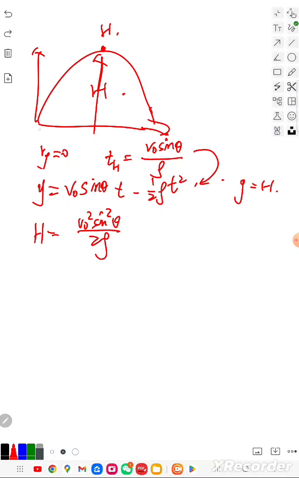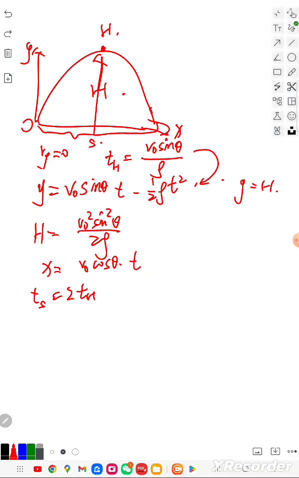And then we want to know how far it can go, this distance s. So we refer to the previous equation, x equals v0 cosine zeta t. What is this ts? From symmetry, we can easily see that the time going up from the origin point O to h is exactly the same as from h to the ground, which we can also see from the equations, right? So ts is simply 2th, so it is 2 v0 sine zeta divided by g.